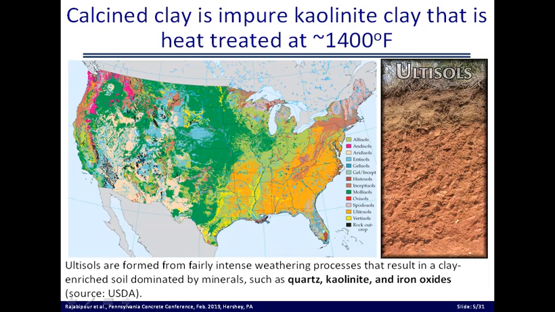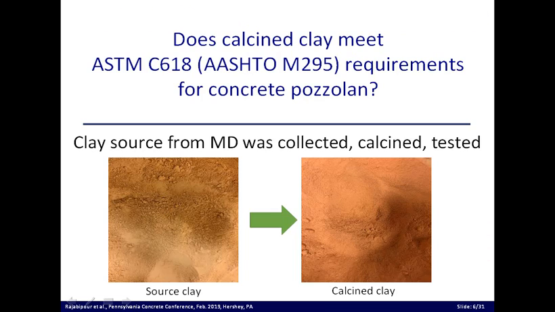I'll show you some of the results on the soils as they are, but we are also working on technologies to separate the quartz and iron oxide, so we can, for example, improve the color and make it a much whiter product, as well as a product that is much richer in kaolinite, and as such has much higher pozzolanic properties. Slide 6.